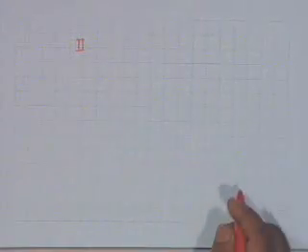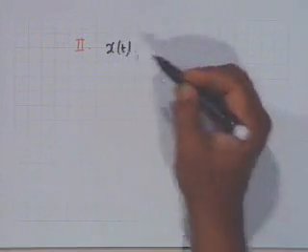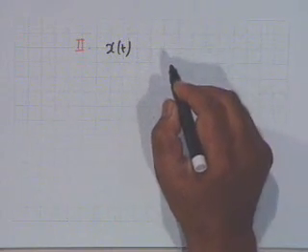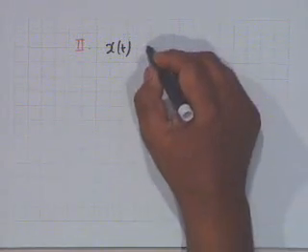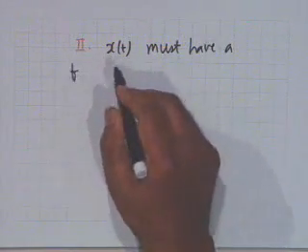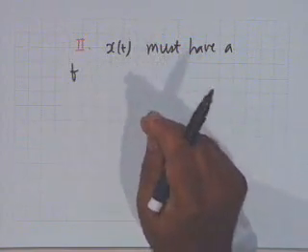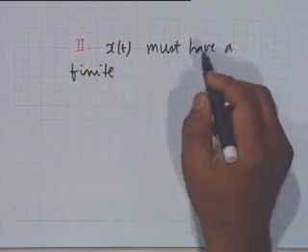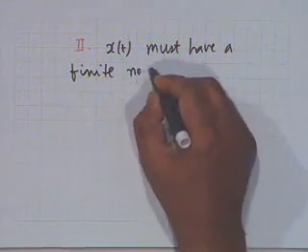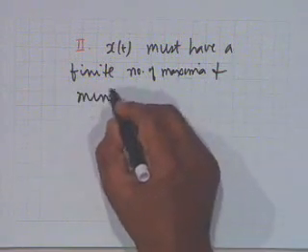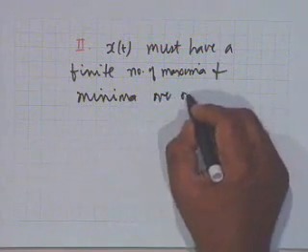The second condition, condition 2, says that the function x of t may have a finite number of maxima and minima during one period. It can have maxima and minima. For example, a sine function has maxima and minima, but in general, if x of t is periodic, this periodic function must have a finite number of maxima and minima over one period.